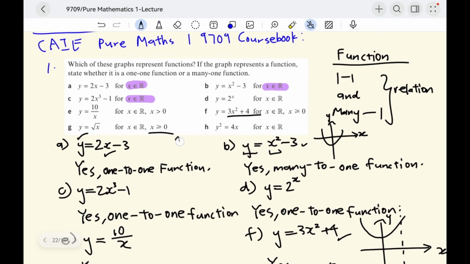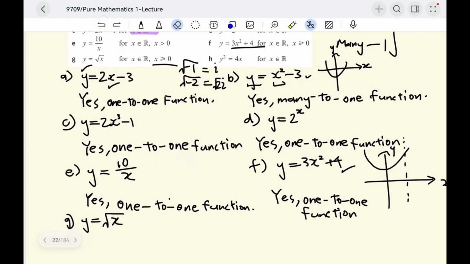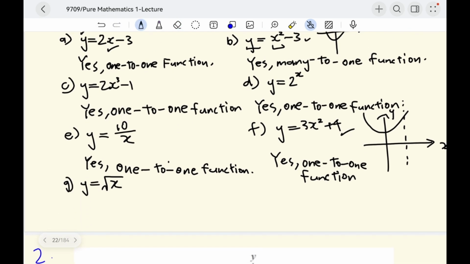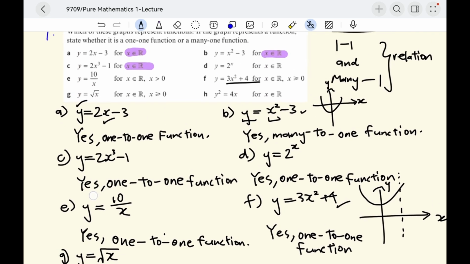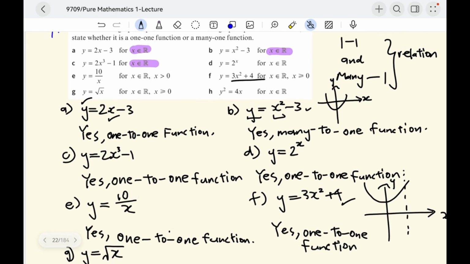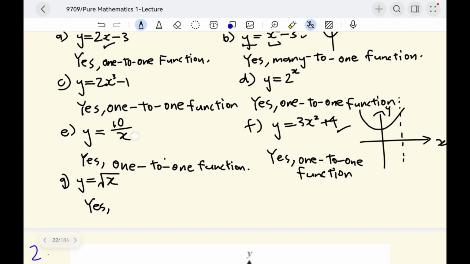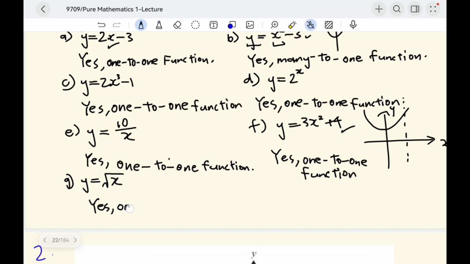If you solve the square root of -1 or the square root of -2, you will get i, and square root of 2 times i. So it is not a real number but a complex number. So yes, this is a function. What is the type of function for y equals square root of x? Of course, it is a one-to-one.